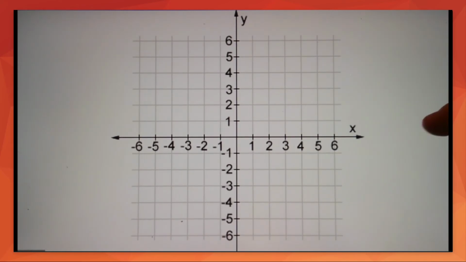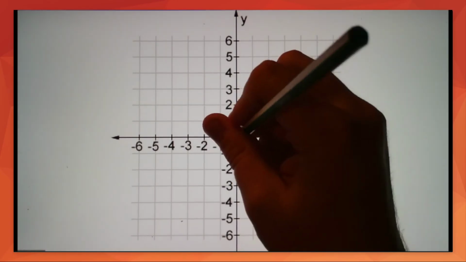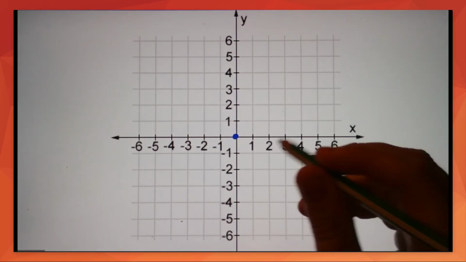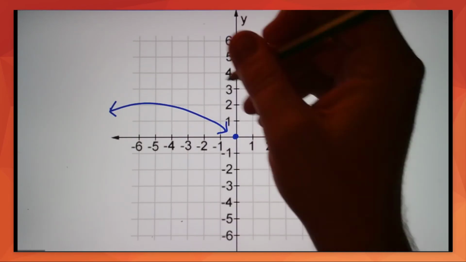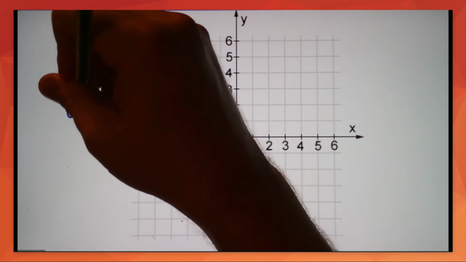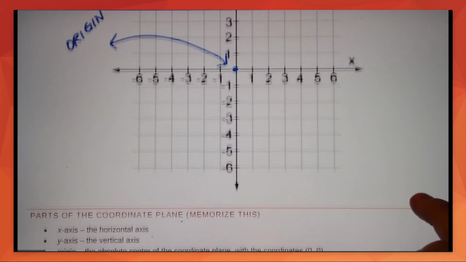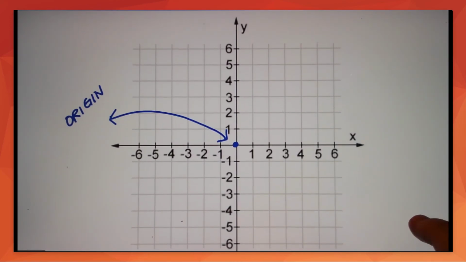There are a couple of things we have to know about the parts of the coordinate plane. The first is this middle point right here, and I'm going to draw an arrow to it. This is called the origin. I defined it down below. That is the origin. We're going to talk about what that means in a second.